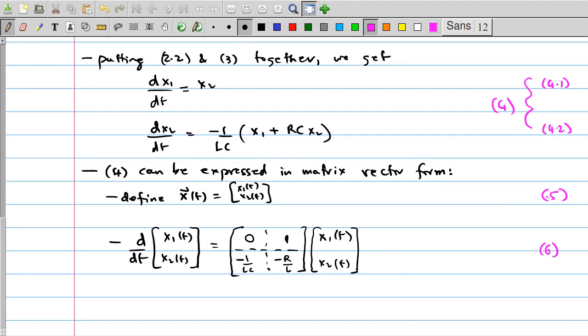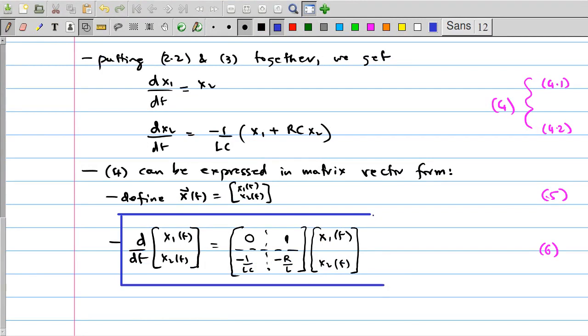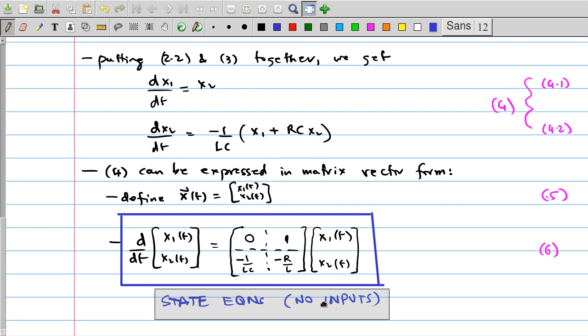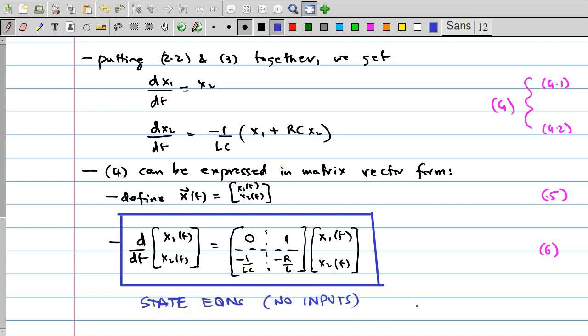So this is basically our state equation, and it doesn't have any inputs. Let me label that. These are the state equations with no inputs. That's also fine. I should probably have mentioned that in class, that you can have a state equation with just a state and no inputs. That's kind of what we've been doing for all the circuits we've done. Less interesting than otherwise, but yeah.